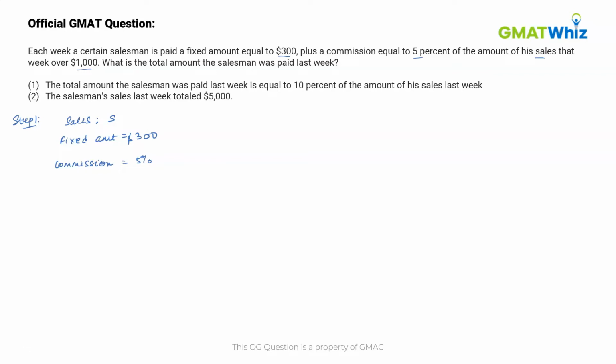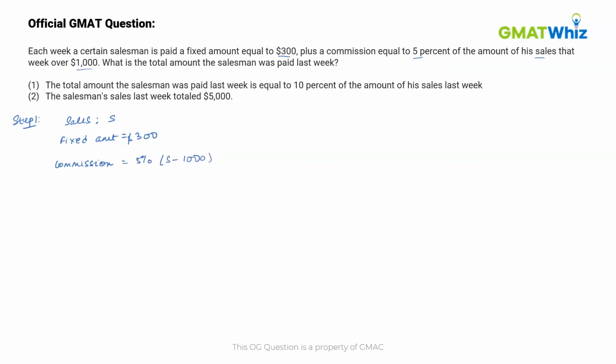Now this basically means that if the sales that he did last week are 4000, then for the amount over 1000, that is 4000 minus 1000, he will earn a 5% commission on that 3000. So the commission will be on S minus 1000.